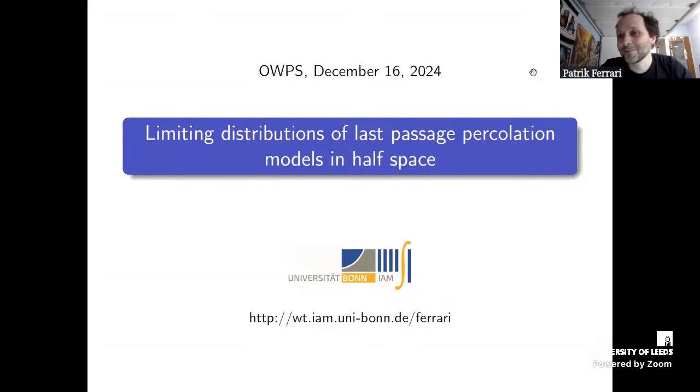Okay, thank you, Dominic and Peter, for inviting us to give this talk. First, I will say something about last passage percolation. I will start with full space and go later to half space.